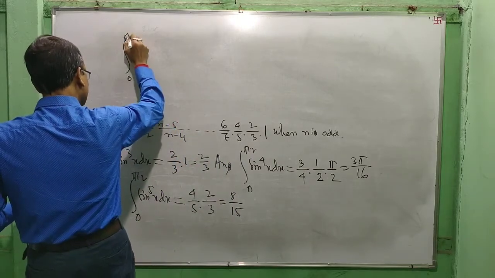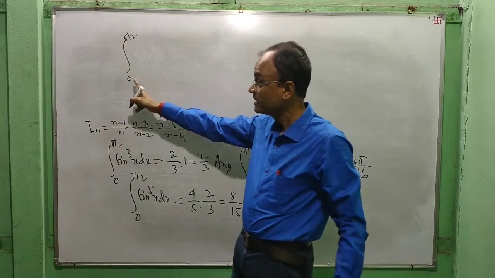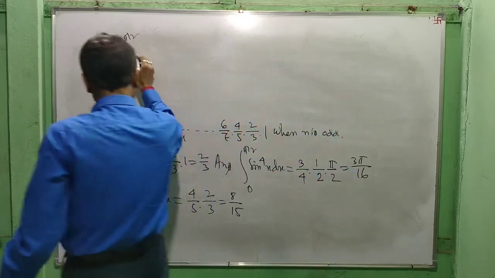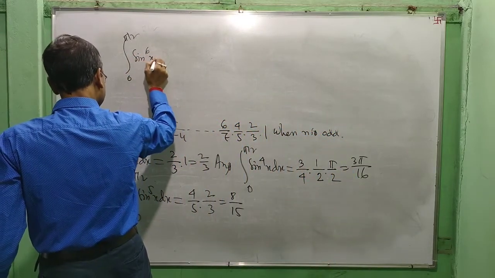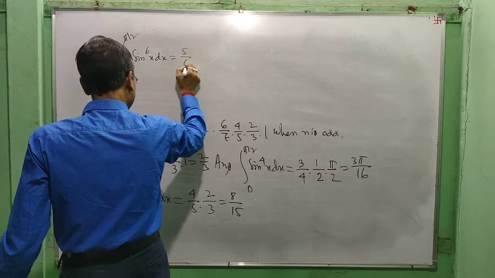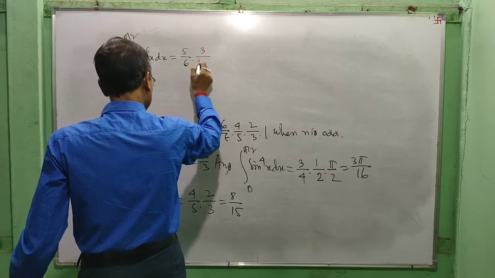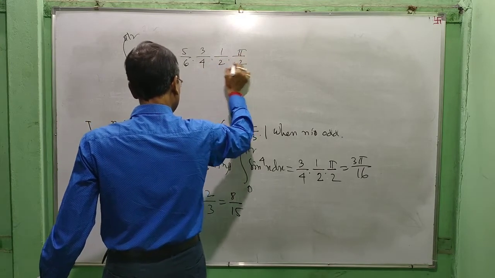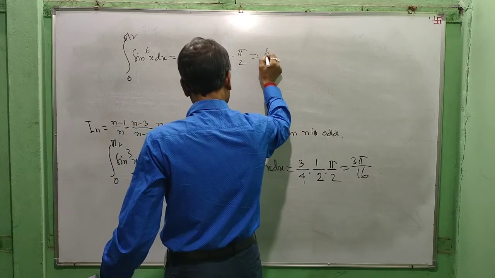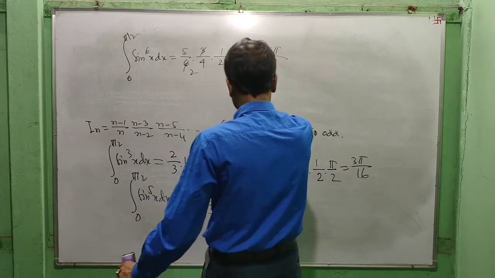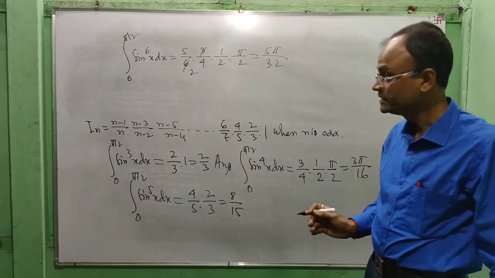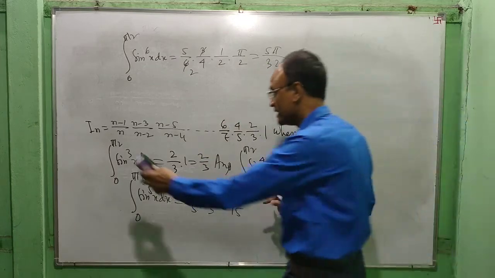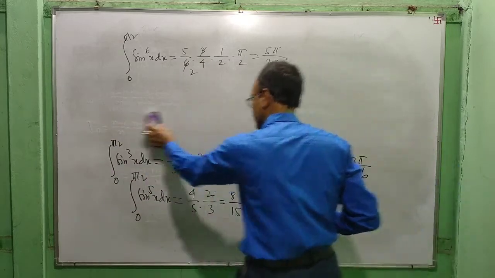Integration 0 to pi by 2. Remember that it should be 0 to pi by 2. Sin to the power 6x dx equal to 5 by 6, subtract 2, 3 by 4, 1 by 2 into pi by 2. What will be this? 5 pi divided by 32. Integration 0 to pi by 2 of sin to the power 6x dx equal to 5 pi by 32.